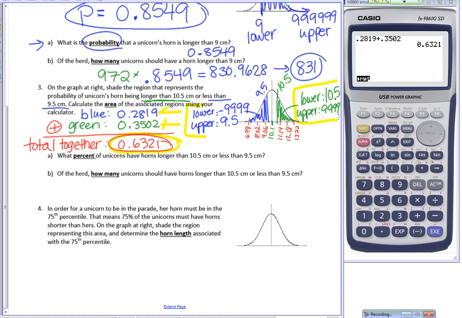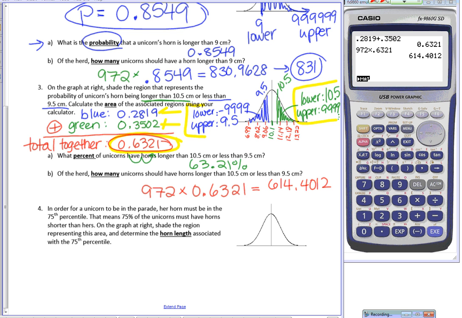All right, so for part A, it says what percent of unicorns. So we're going to move the decimal place over 2. So that's 63.21%. And then part B says of the herd, how many? So remember we had 972 in the herd, and the probability was the 0.6 number. So when I multiply, I get 614.4, but I can't have 0.4 of a unicorn. So I'm going to call it 614.